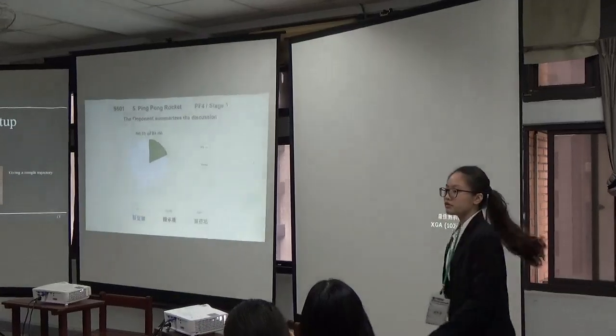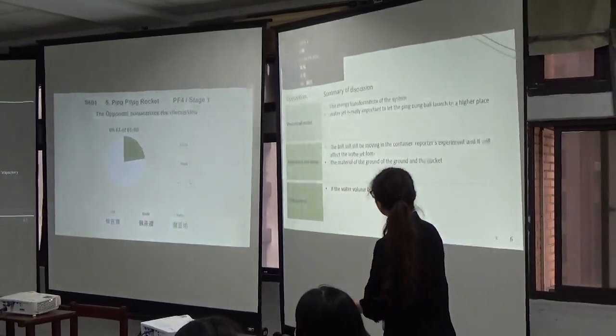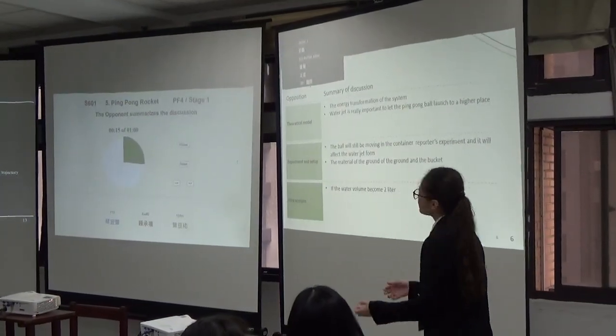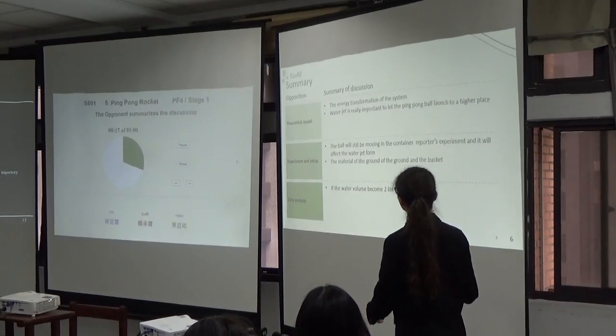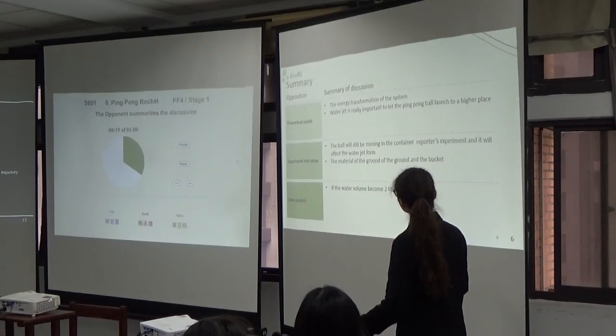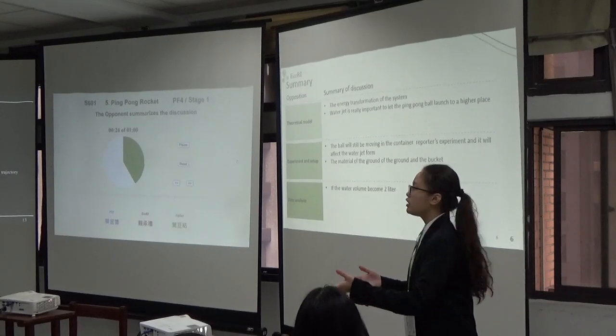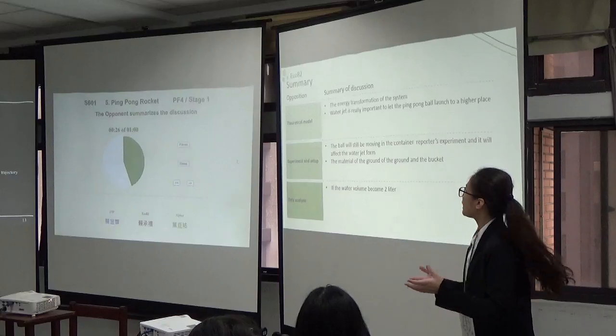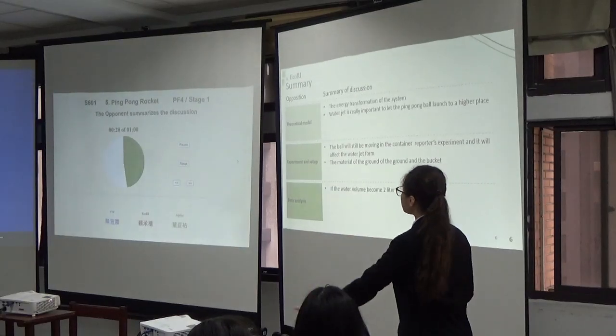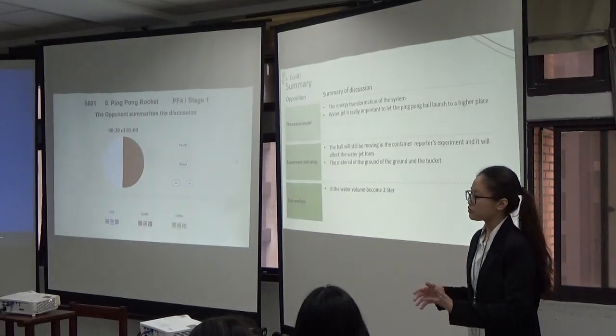So I'm going to summarize for discussion. For the theory, we talk about the energy transformation of the system. The water jet is really important to let the ping pong ball launch to a higher place. And we also talk about how the buoyancy will affect the result. But the reporter thinks that is really small, so you can ignore it.